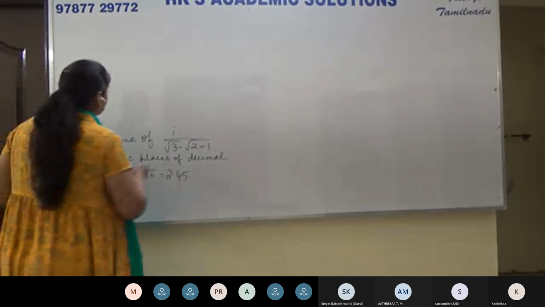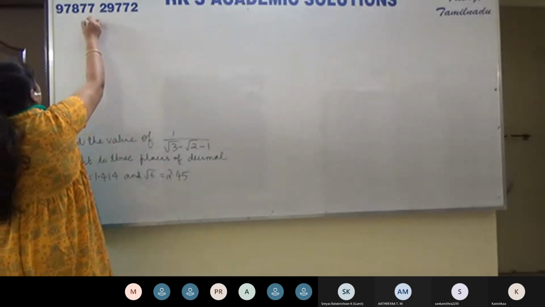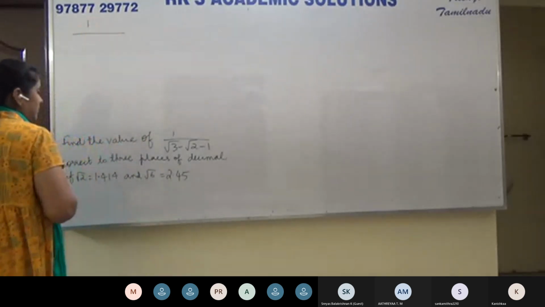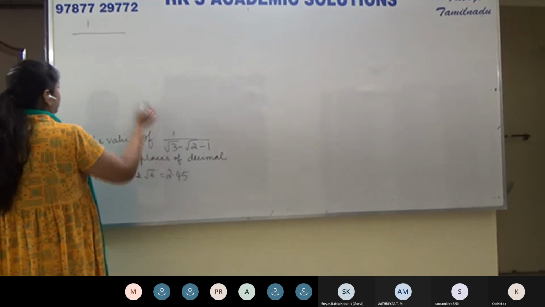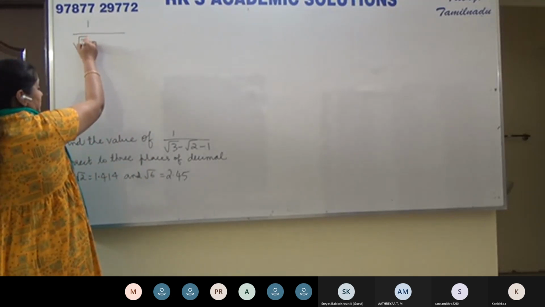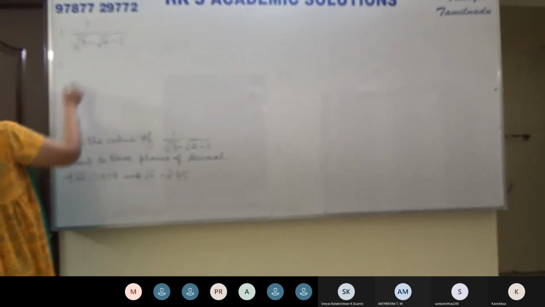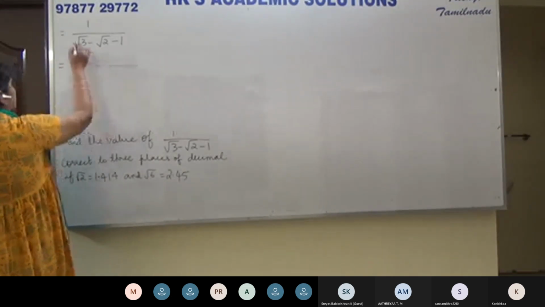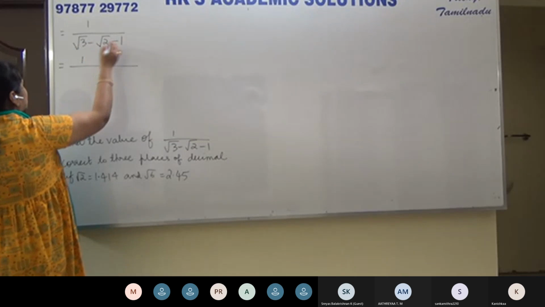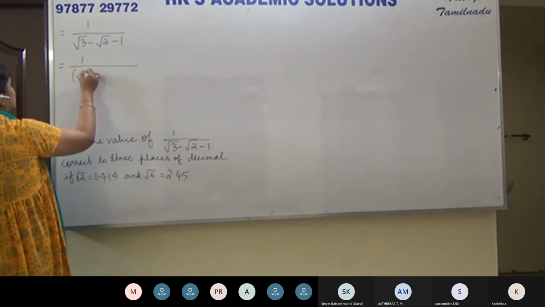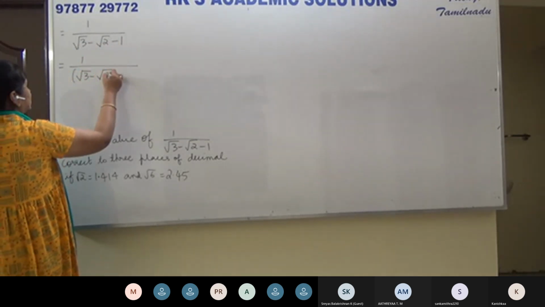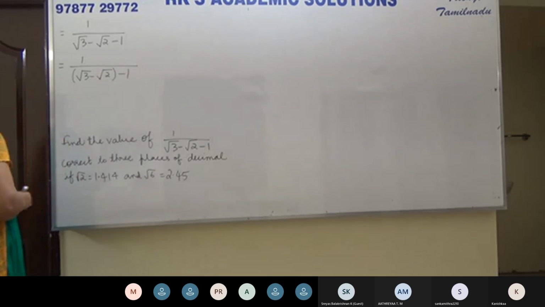So let's do this one. Take up the given expression 1 by root 3 minus root 2 minus 1. As we've understood in the last class, the denominator has 3 terms. Let's enclose the first 2 terms in a bracket.